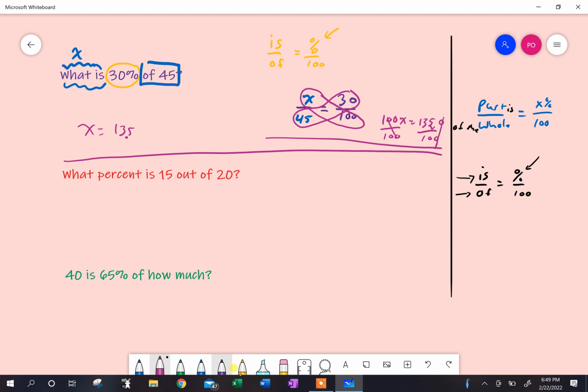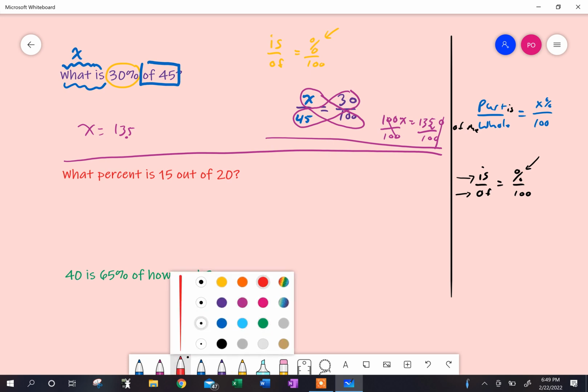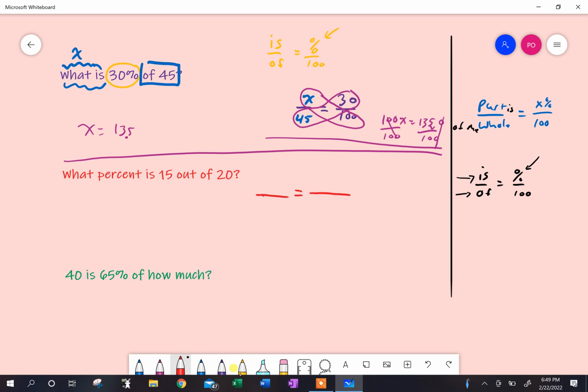All right, this one says, what percent is 15 out of 20? I'm looking for the percent. What percent? So that's going to go over the 100 because I don't know what that is. Is 15. So it's is over of, out of 20.